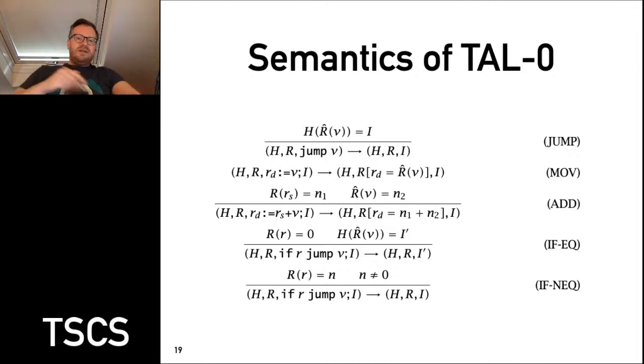And these are the semantic rules for Cal 0. And with the knowledge you have, this should be pretty straightforward. So let's look at them a little bit more in depth.